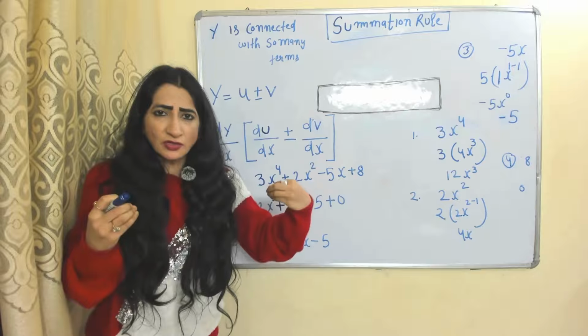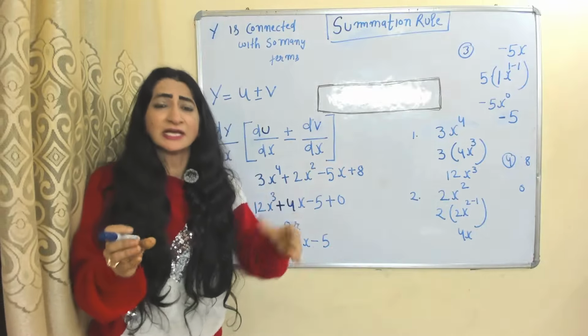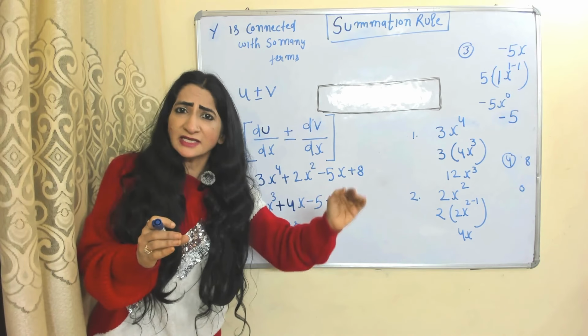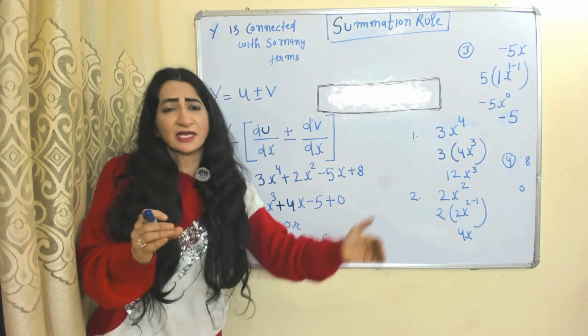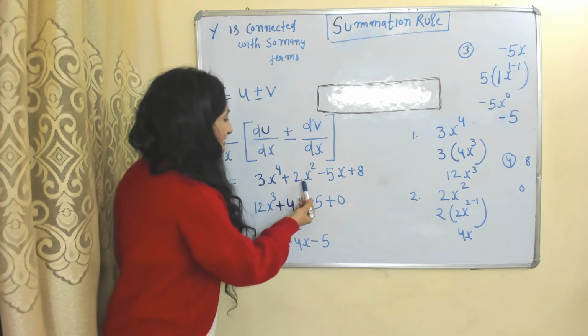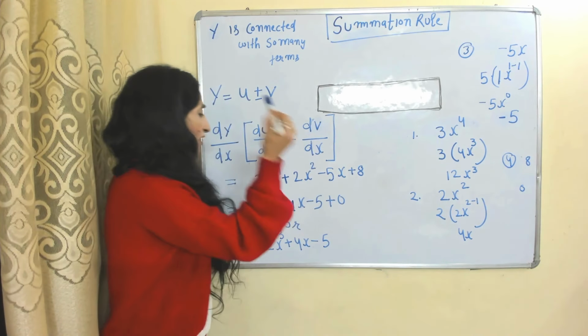Now we will see the summation rule of differentiation. According to the summation rule, if y is connected with so many terms, then separately differentiate each term and apply the given sign. If plus sign is given, then apply plus sign. If minus sign is given, then apply minus sign. We will clearly understand with the help of one example. Here you can see y is connected with so many terms: this term, this term, this term and this term also.